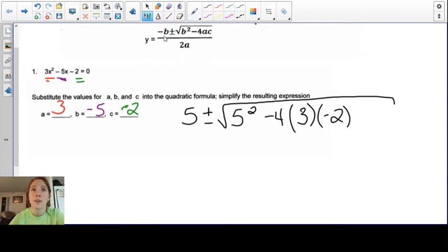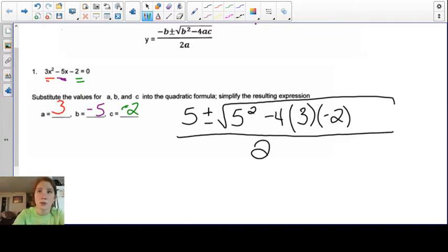So far we've got the top. We've got the opposite of b, plus or minus the square root of b squared minus 4 times a times c, all over 2, yes, always over 2, times the a value, and my a in this case was 3. So first step, we plugged everything into that formula.